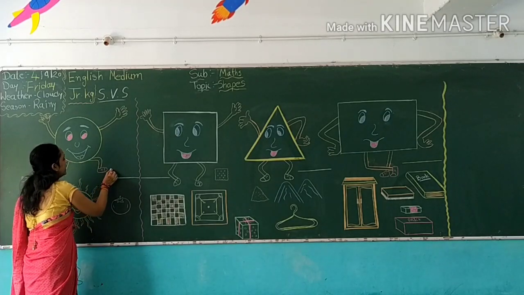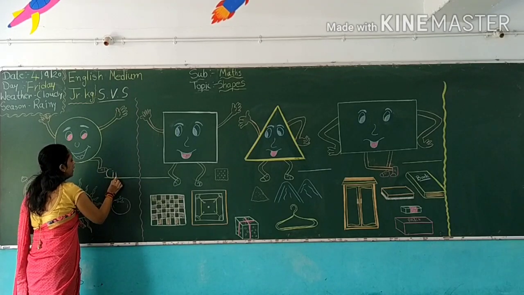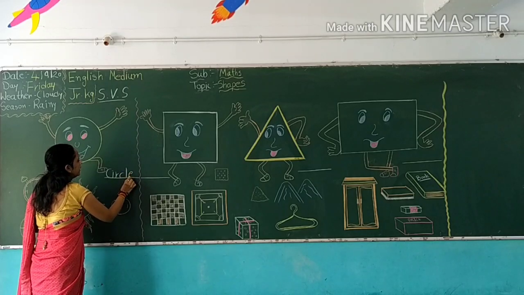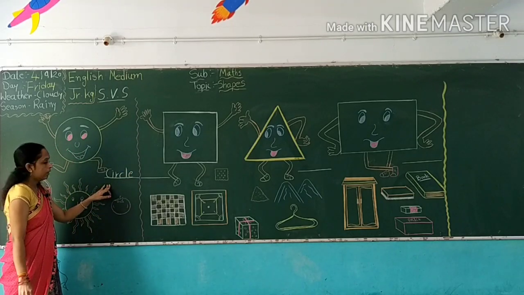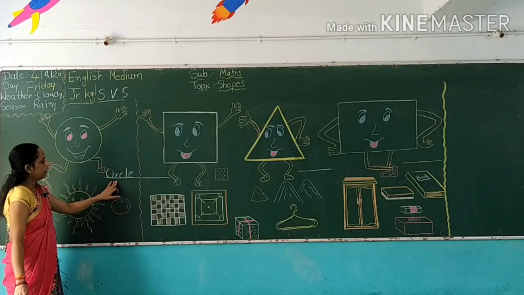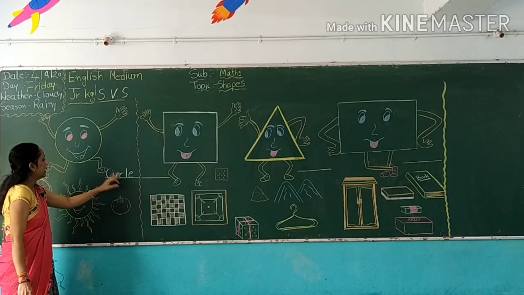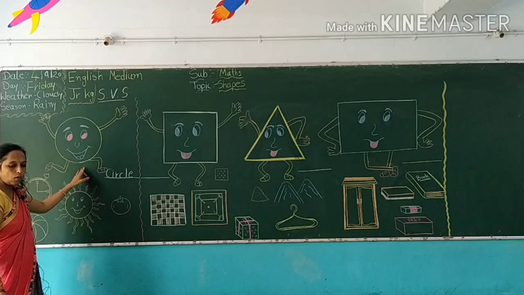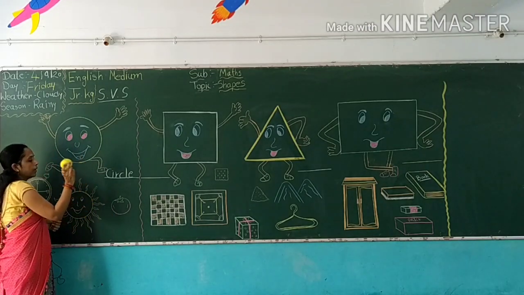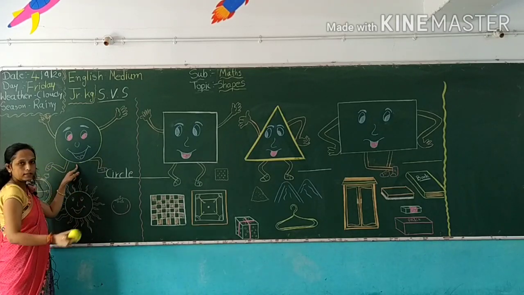Look here. C I R C L E. Circle. Repeat with me, okay? C I R C L E. Circle. It has no side and no corners. It's like a ball. Look here. What is this? This is a ball. The ball is circle shape.